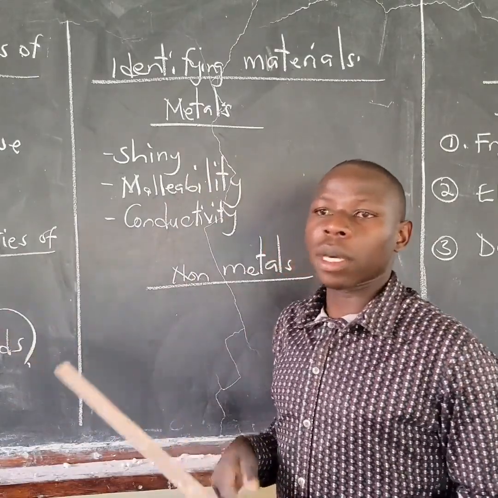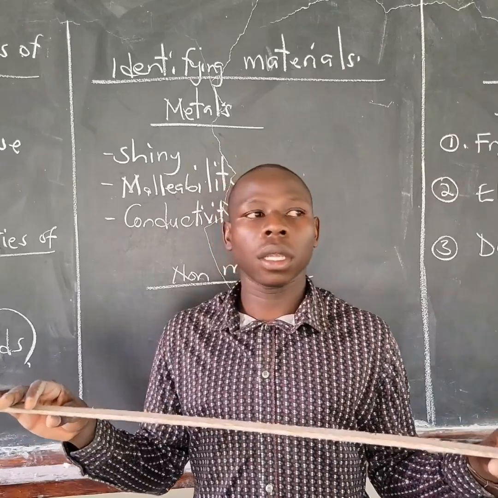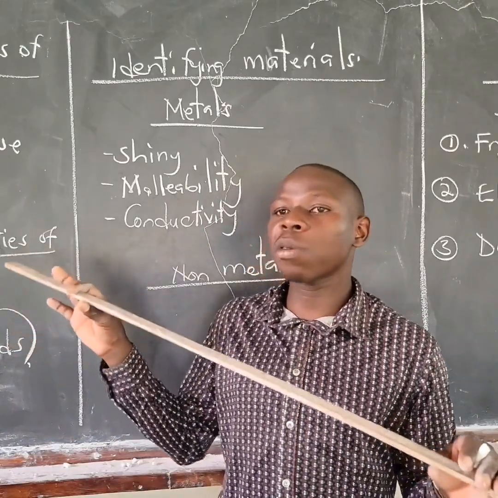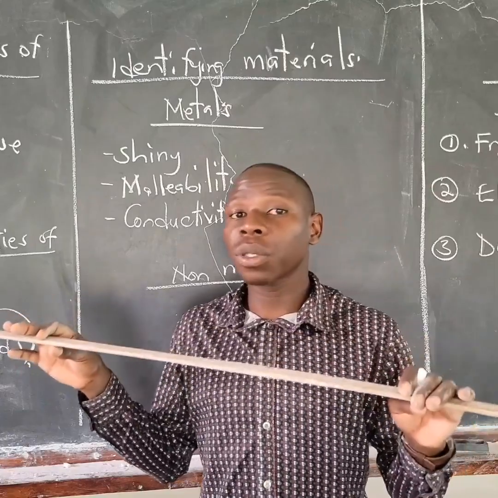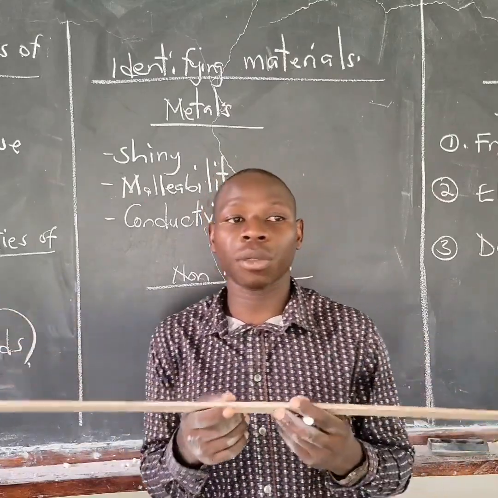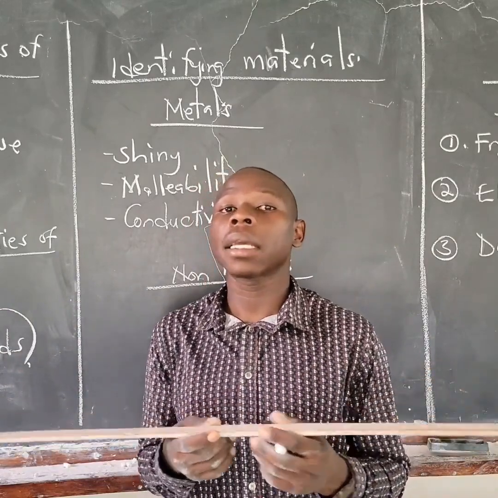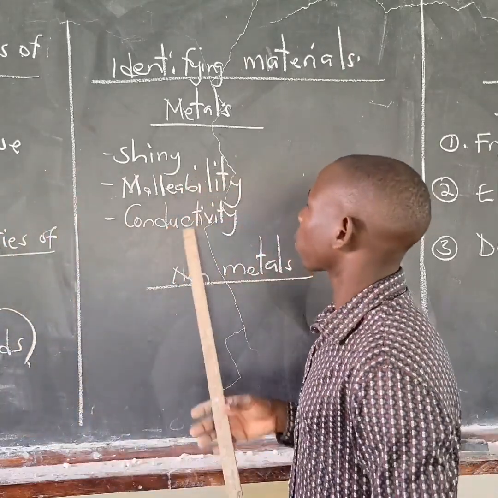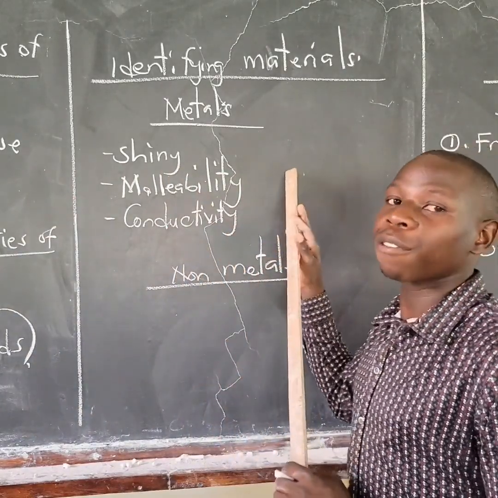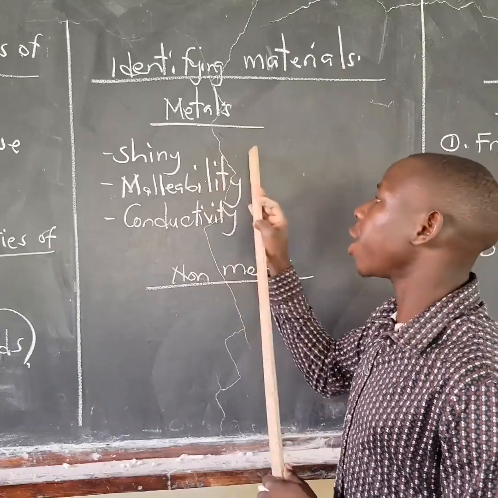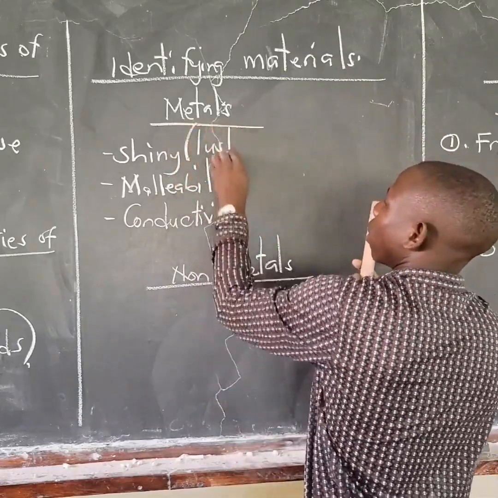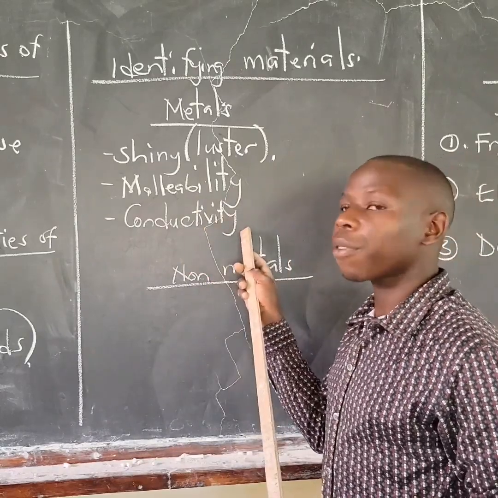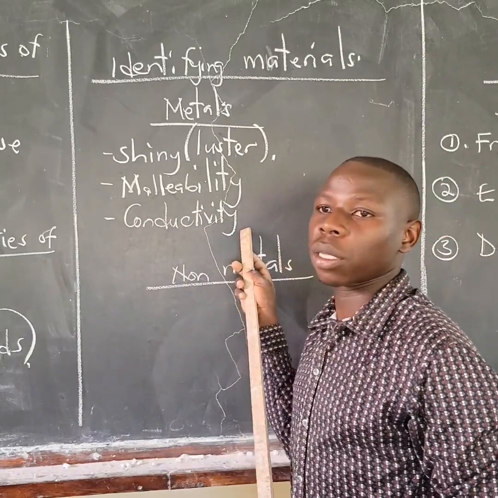Conductivity. We are looking at heat and electricity. And we have discussed this when we were looking at properties. You find that metals conduct electricity. When you connect them into a circuit, a bulb can give light. Unlike the non-metals like wood, glass, plastics. So that is how we can identify that this one is a metal. If it is shiny, or we can say luster. If it is malleable, or if it conducts heat and electricity, or any of the two.